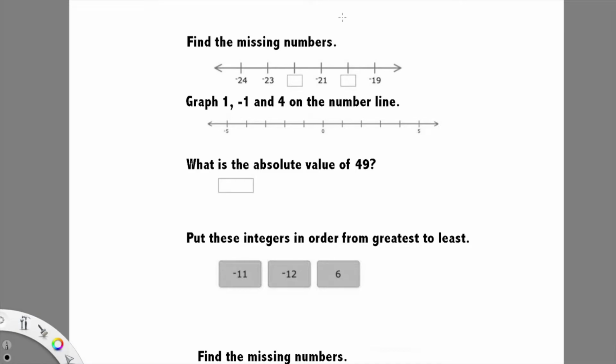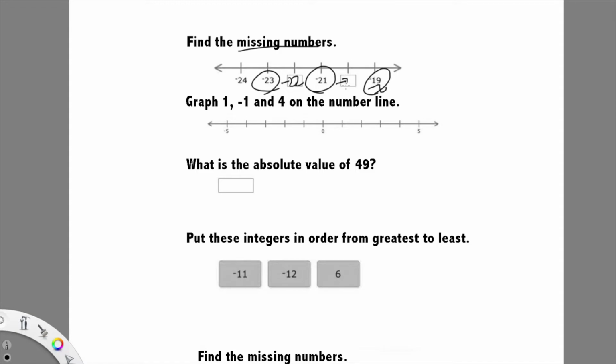Now let's solve some example questions. The first question is putting in the missing numbers. Since the missing number is between negative 23 and negative 21, it should be negative 22. The next missing number is between negative 21 and negative 19. Therefore, it should be negative 20.